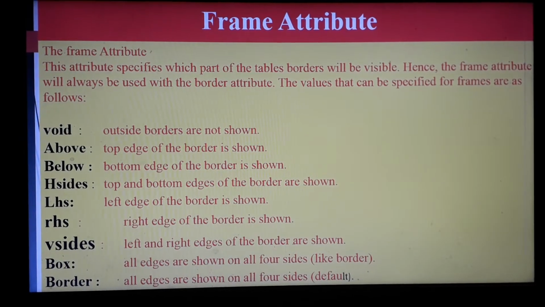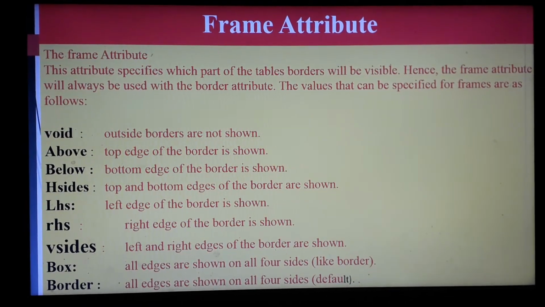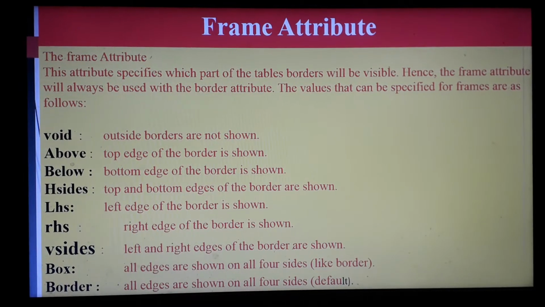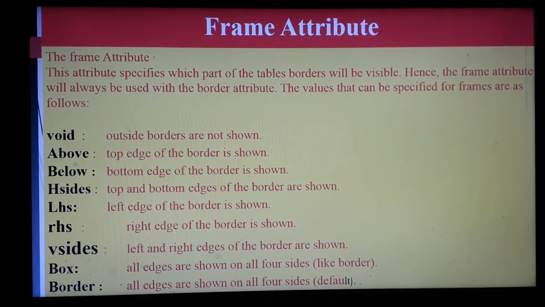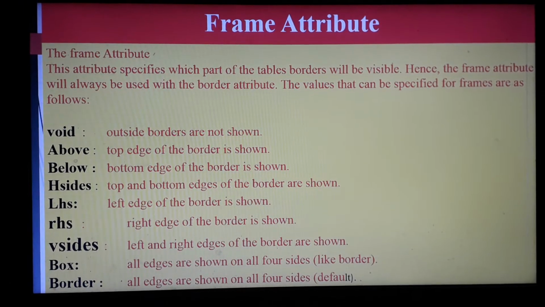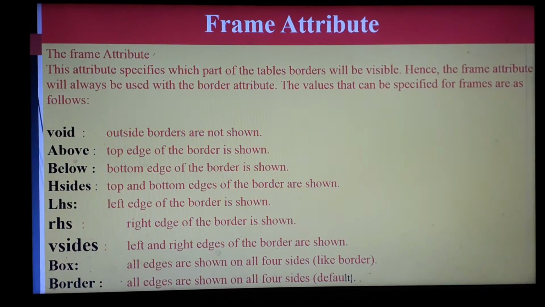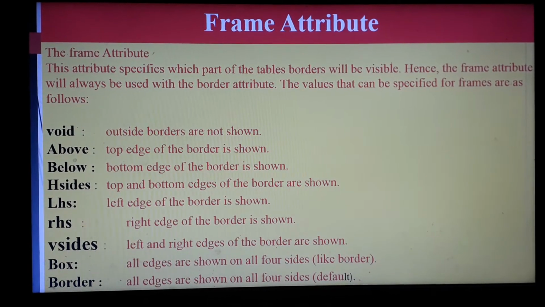Void: only outside borders are shown. Suppose you give void along with the border attribute. Above: the top edge of the border is shown. Below: suppose you give below along with the border attribute, only the bottom edge border is shown. Hsides: top and bottom edges of the border are shown.